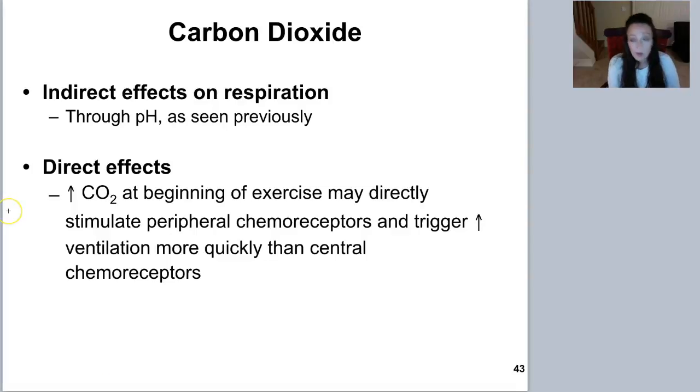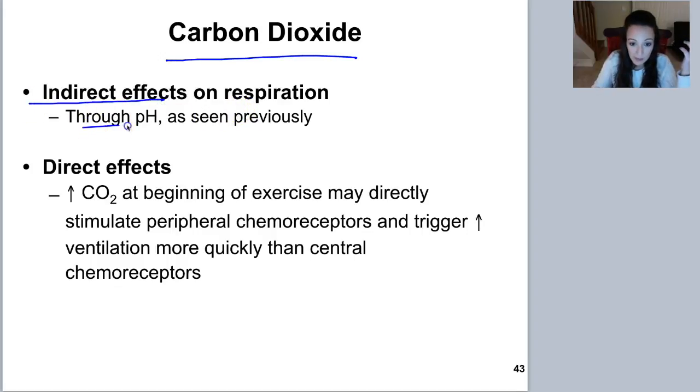Almost done here. So our pH, what we just talked about, has huge effects on our ventilation rate, because pH is the thing our brainstem is most sensitive to, and that those chemoreceptors are most sensitive to. Now, our carbon dioxide levels also have effects on our respiration rate and depth. They have indirect effects through pH, as we just saw, right? Whenever our carbon dioxide levels change, that affects our pH, and then our chemoreceptors detect that and cause our breathing rate to change, or our breathing depth to change.